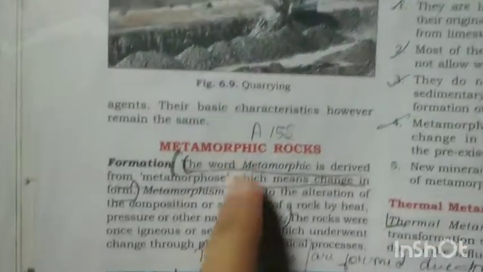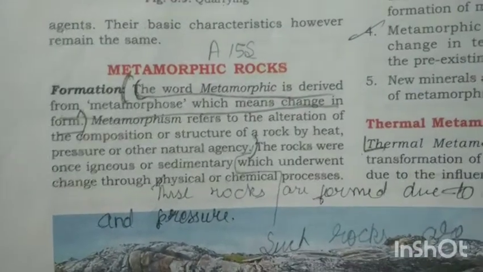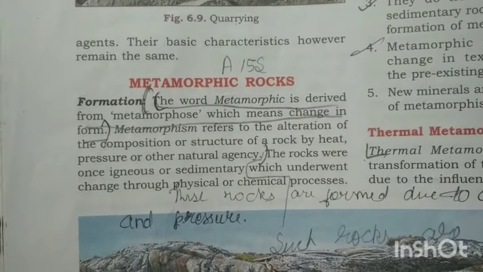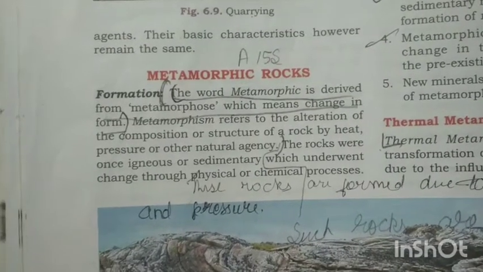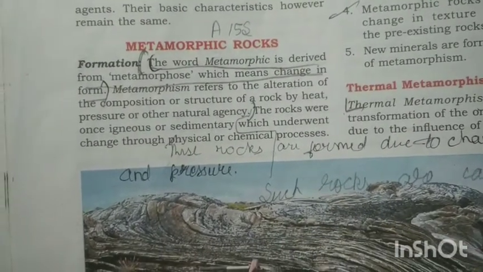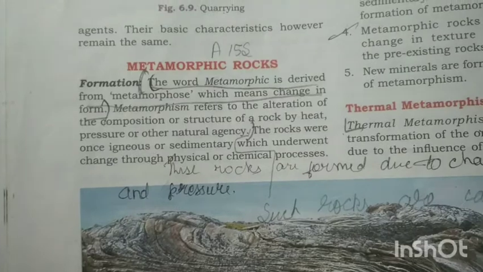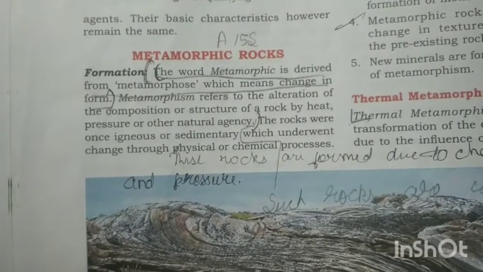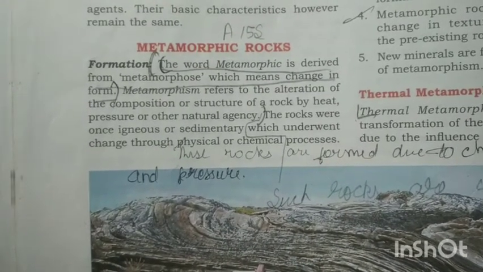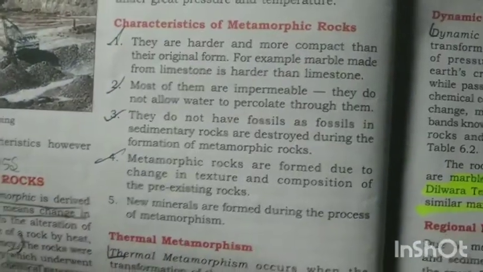Next is metamorphic rock. The word metamorphic is derived from metamorphose, which means change in form. So these rocks, their structure or composition changes. Igneous rocks, or you could say sedimentary rocks, underwent chemical or physical processes because of which the rock changes its form, and they're harder and more compact.